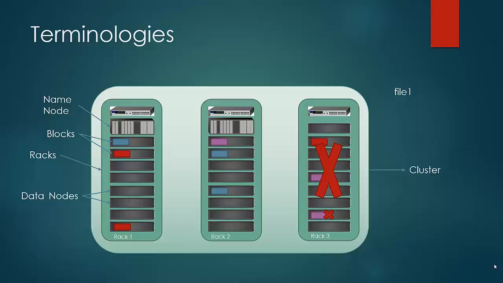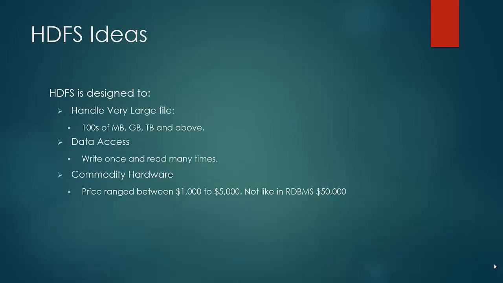Let us understand the ideas behind HDFS. HDFS is designed to handle large files of hundreds of GBs and TBs and more. Data access is not quick with random reads and writes. It is found that the data access pattern of write once and read many times best serves data analytics. HDFS is designed to use commodity hardware, but it is definitely not cheap hardware. A typical unit would cost around 1K to 5K, which would be available with many vendors.